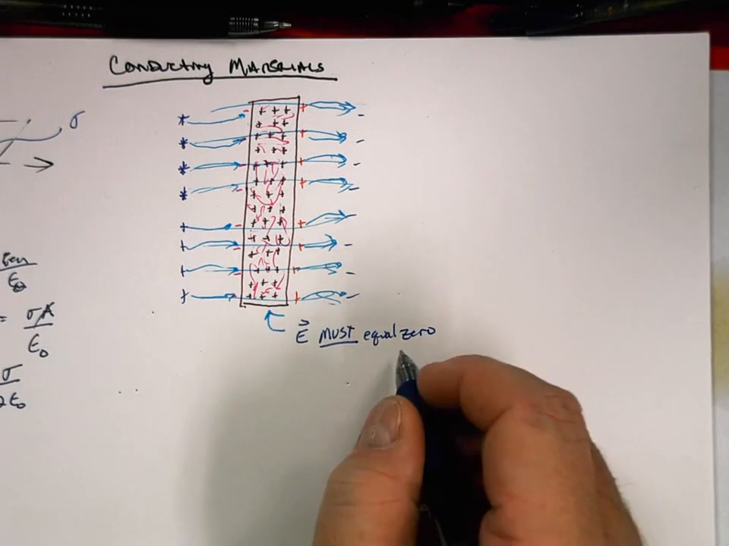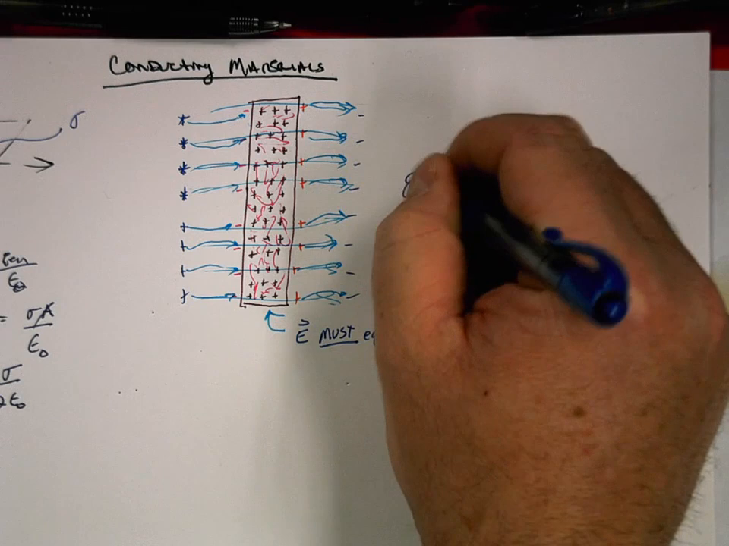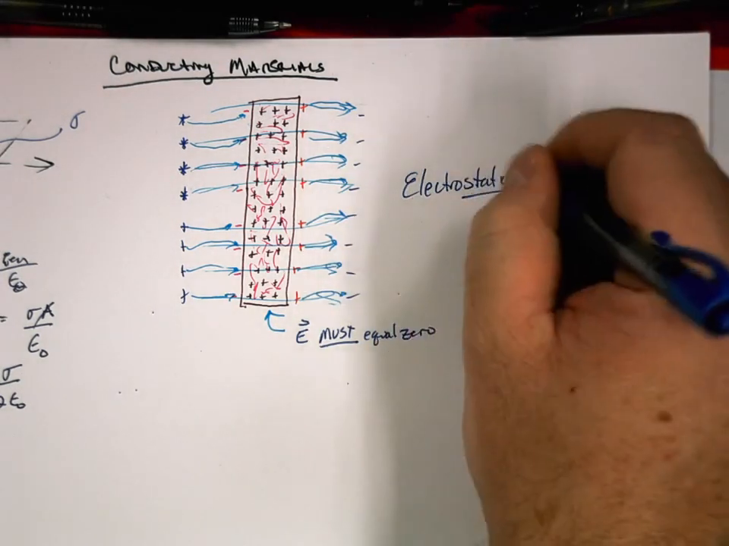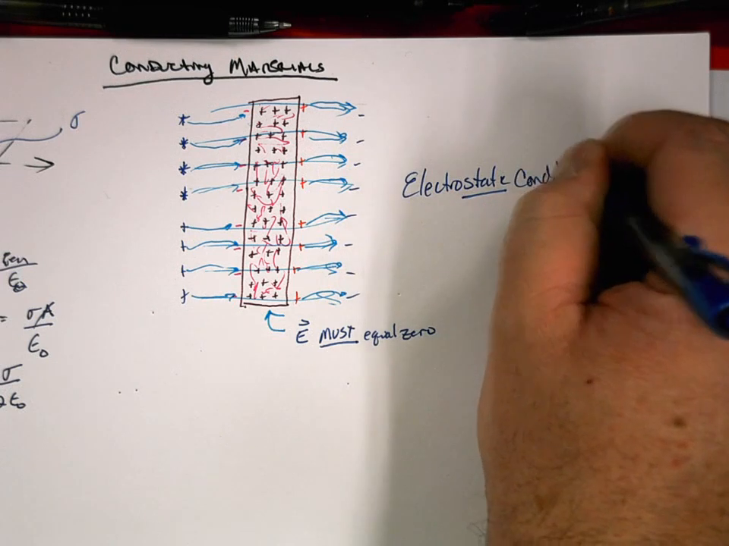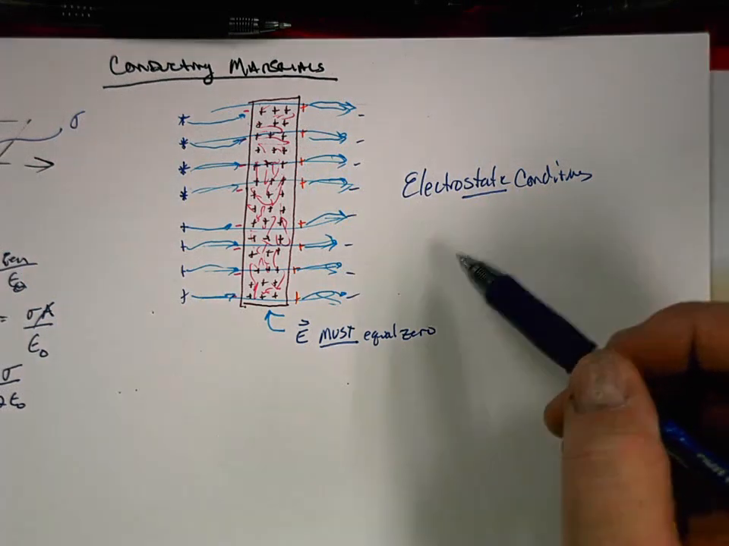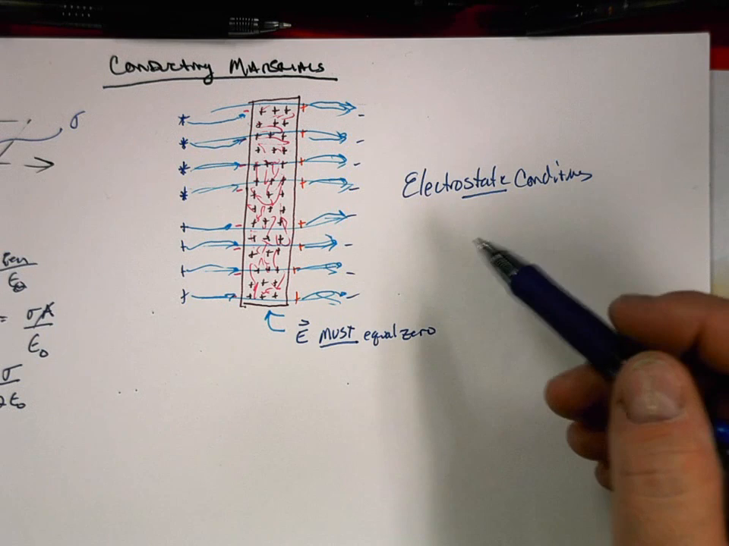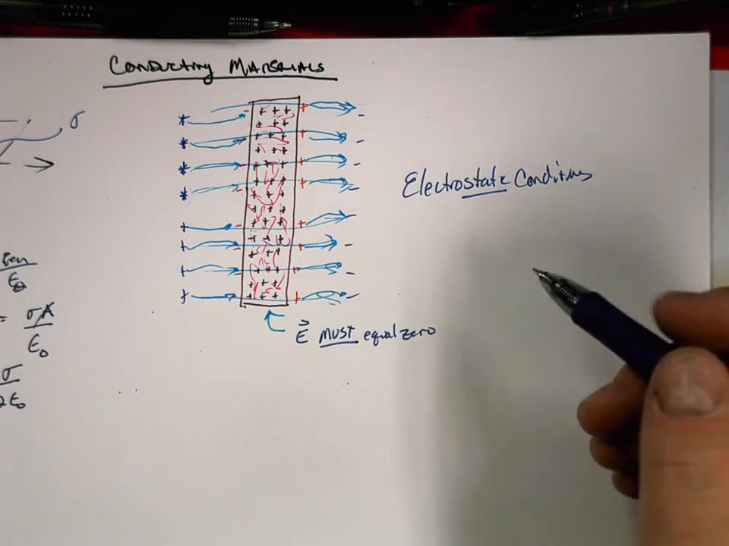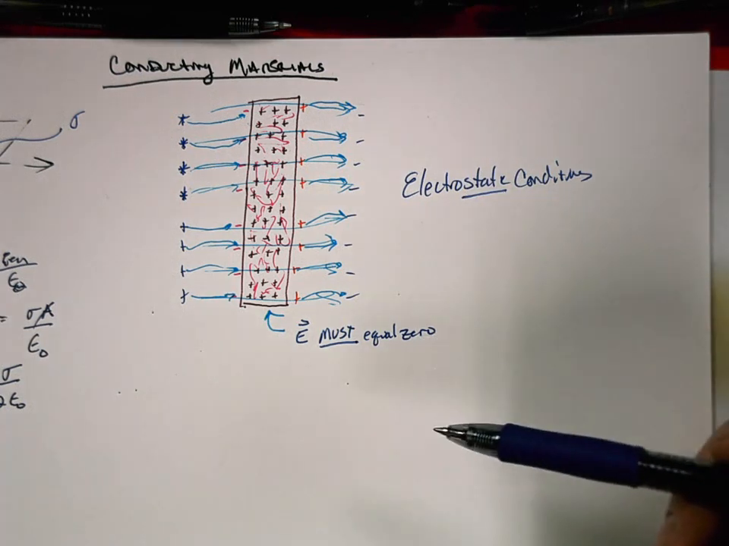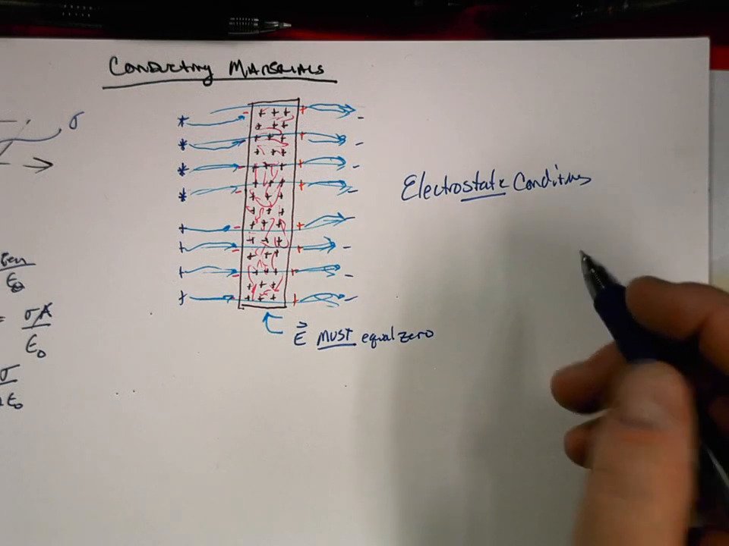So inside, the field must equal 0, but this only happens when we have electrostatic conditions. There must not be a current flowing through the conductor. If there is, then we have all sorts of other issues, and we have a moving electric field, which we will learn very soon creates a magnetic field, and then we start getting Maxwell's laws and dogs and cats living together and mass confusion.